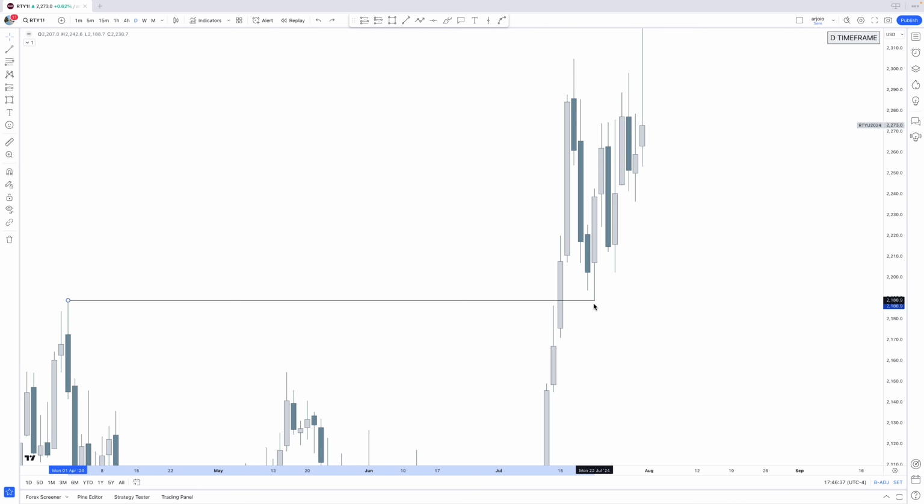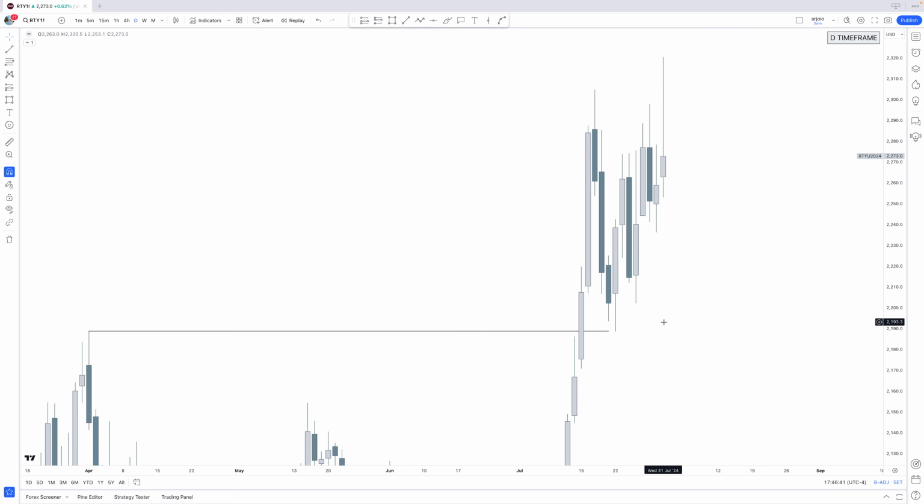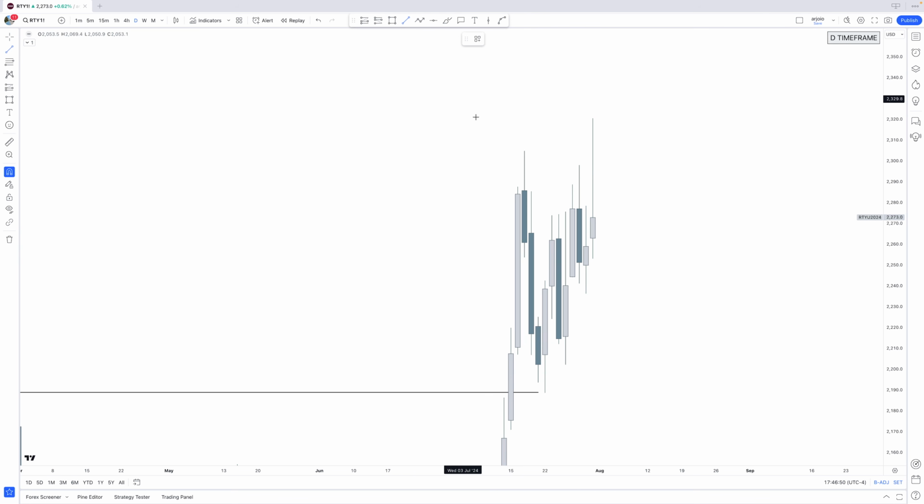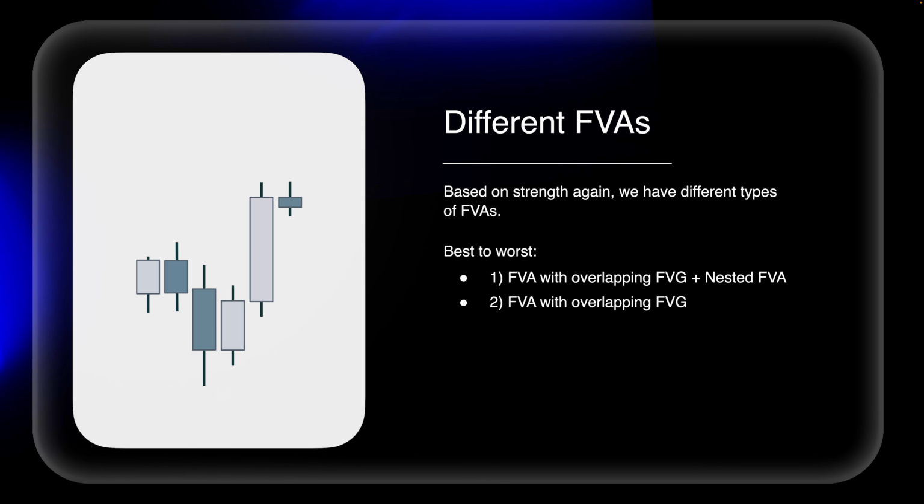And look at the accuracy for that fair value area right there. Indices are known for having really good accuracy as well. A perfect sting into it to then continue higher towards this high right there. Now we could argue that this high also turns into a fair value area, right? But is it a good fair value area? And that is exactly the last type of fair value area that we have to dive into, because that is the worst fair value area to trade from.